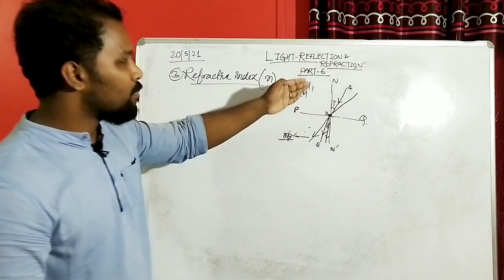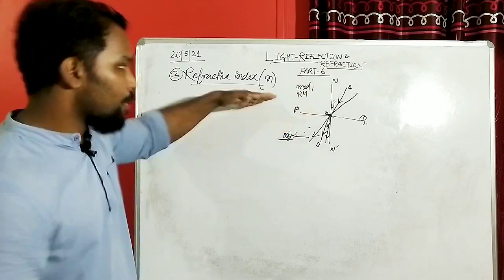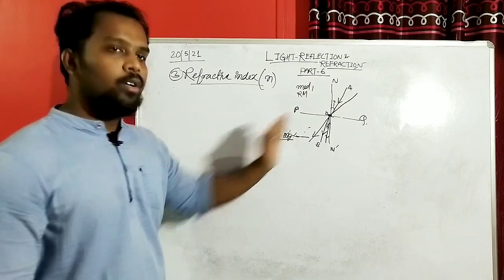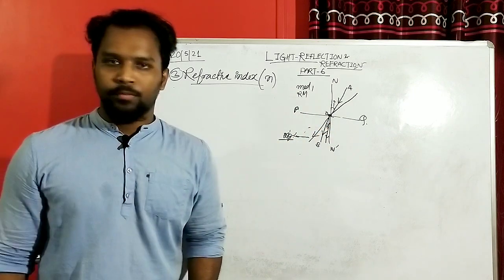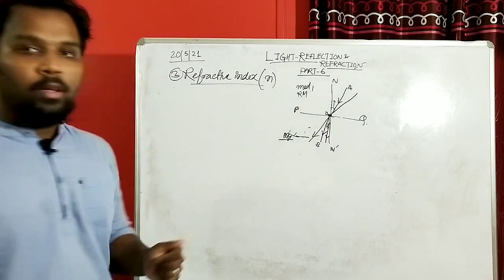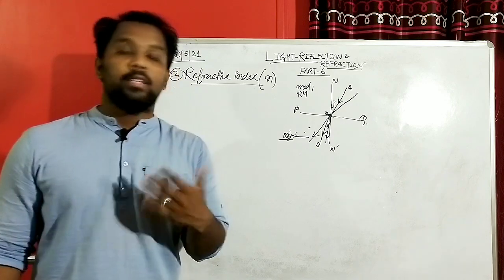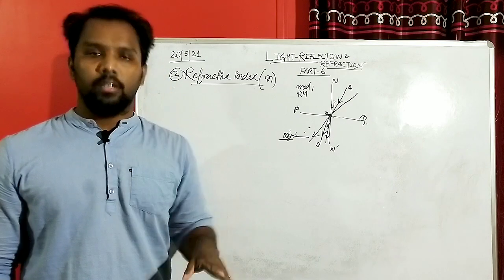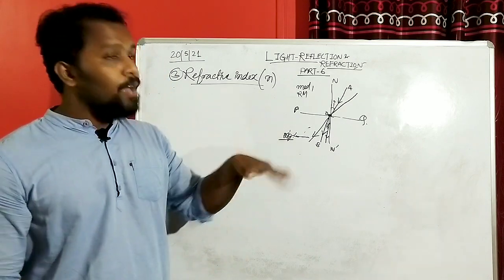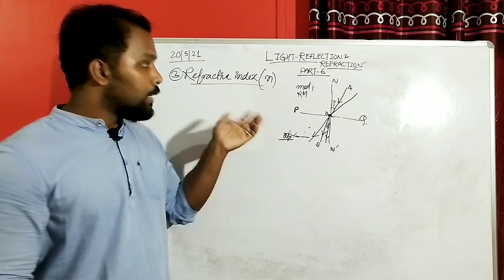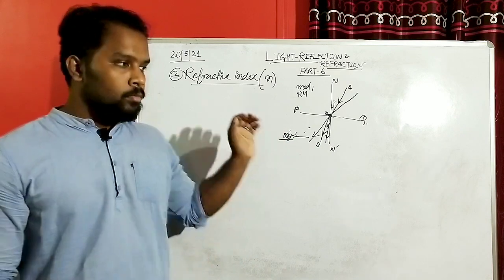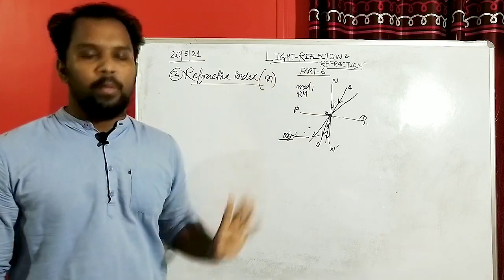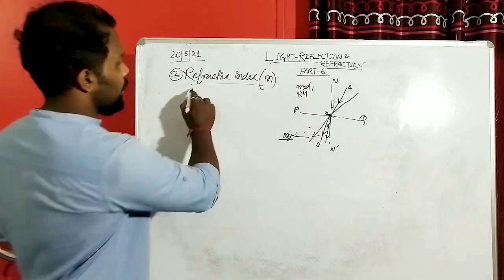Now sometimes when it moves from denser to rarer medium, it will again move away from the original path, that is, away from the normal. This actually happens. But why does this happen? By which quantity can we determine why this is happening? That quantity is nothing but the refractive index.